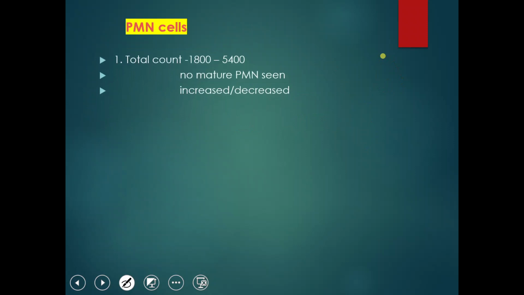Then coming to the polymorphonuclear cells. Here the total count is given for polymorphonuclear cells and its normal value is 1800 to 5400. If no mature polymorphonuclear cell is seen, it is given a hematological score of 2. And if the count is either increased or decreased, it is given a score of 1. Then coming to the immature neutrophil count, its normal value is 600 and it is given a score of 1 if it is increased beyond 600.